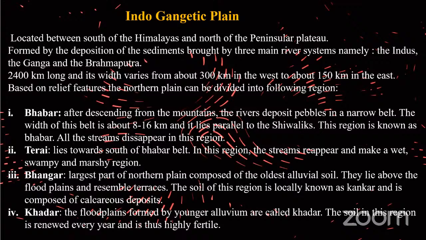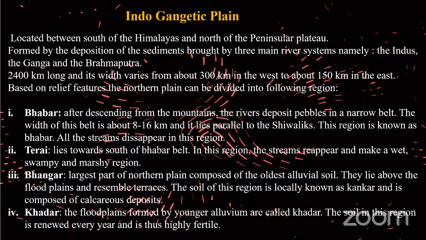One is Bhabar. After descending from the mountains, the rivers deposit pebbles in a narrow belt. The width of this belt is about 8 to 16 kilometers, and it lies parallel to the Shivaliks. This region is known as the Bhabar. All the streams disappear in this region. The second one, Terai, lies towards the south of the Bhabar belt. In this region, the streams re-emerge and make a wet, swampy, and marshy region.